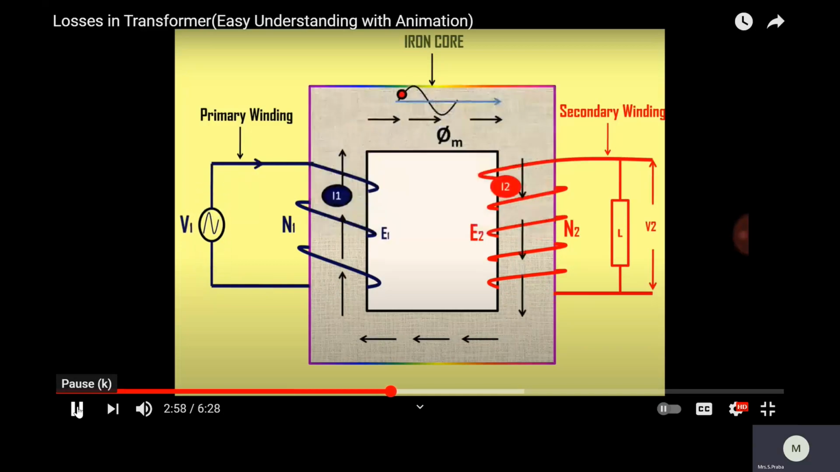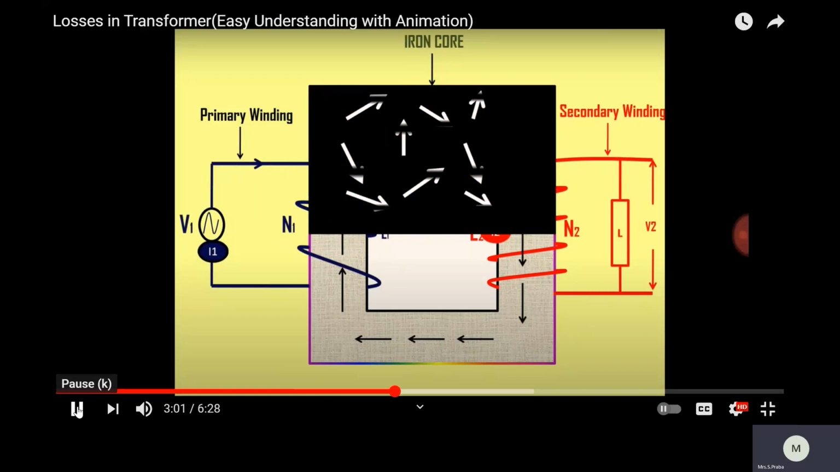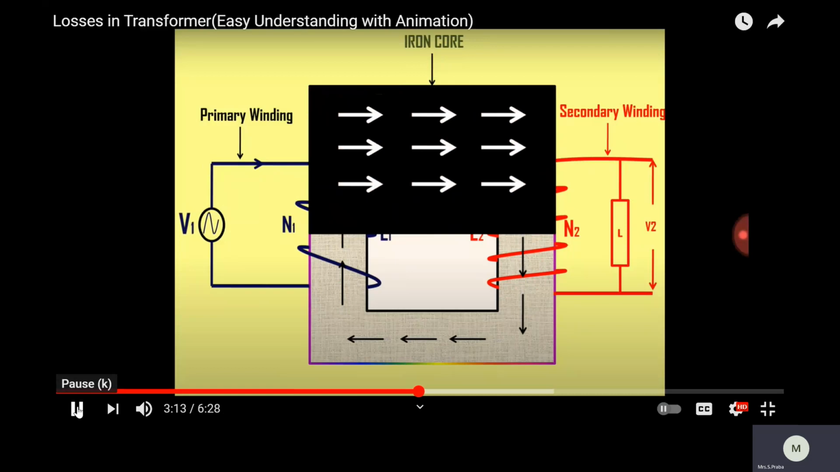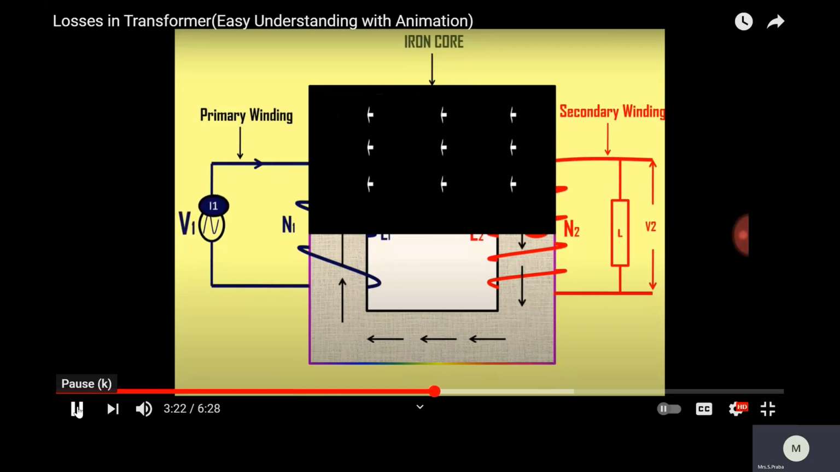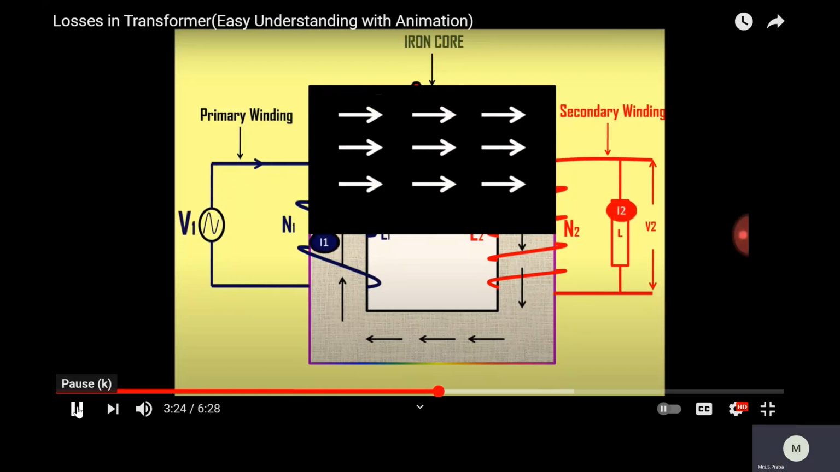Now as we know, the nature of the flux is alternating. Before magnetization of the iron core, all the molecular magnets or dipoles in the iron core are in random directions. But when the core gets magnetized, all the molecular magnets or dipoles get aligned in a uniform direction. But as the magnetic field is reversible or alternating, these dipoles have to change their orientation after every half cycle.